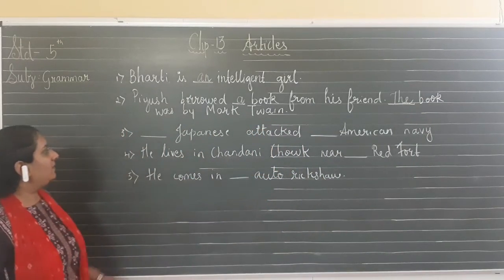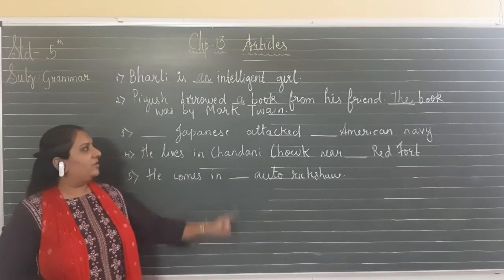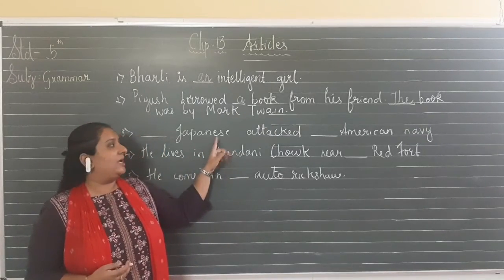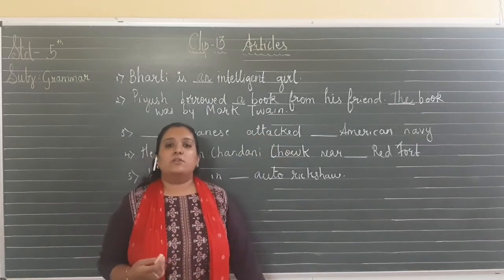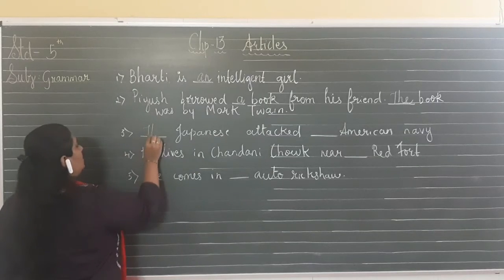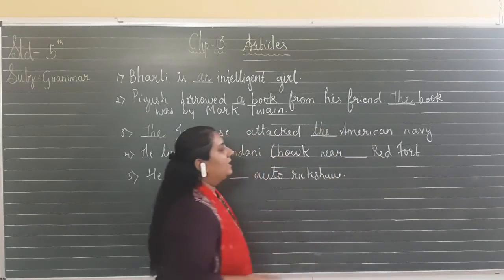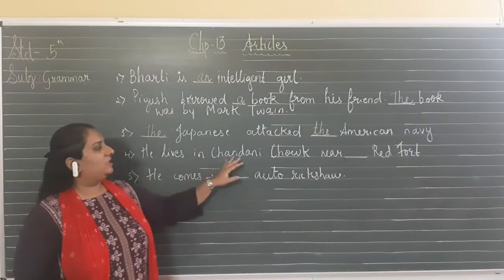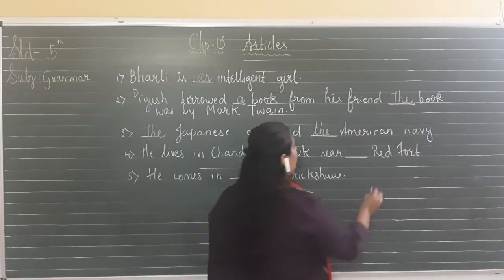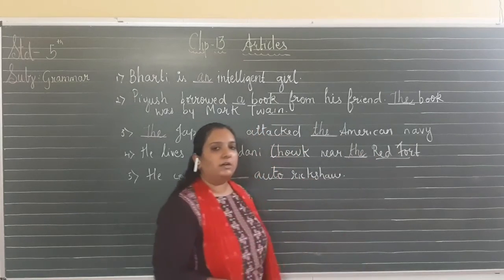Let us look at the third one. Dash Japanese, dash American Navy. Now here we are talking about the army of the country. Means we are talking about the people of that country. Japanese and American. So whenever we are talking about the people of that country, we use article the. The Japanese attacked the American. Next, he lives in Chandni Chowk near dash Red Fort. Now Red Fort is the name of a famous monument. So there we use article the Red Fort.